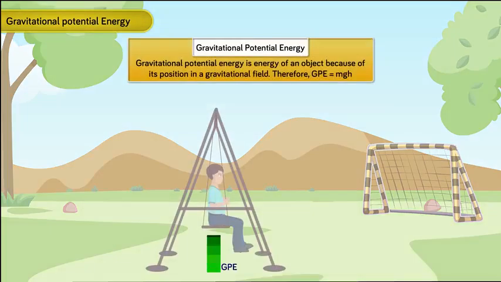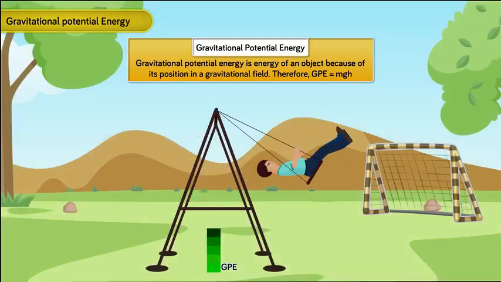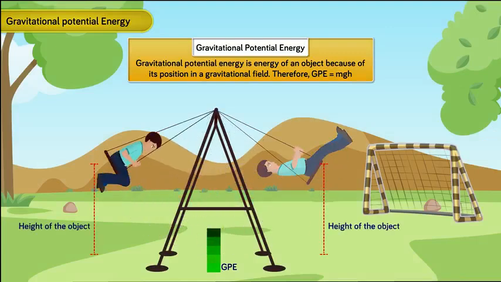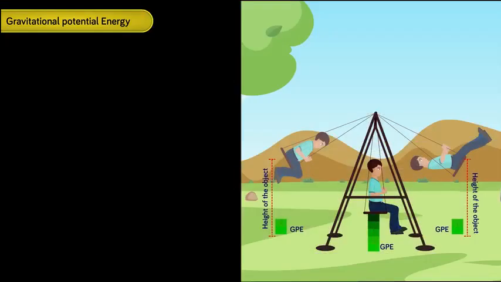What is gravitational potential energy? That is GPE. Gravitational potential energy is the energy of an object because of its position in a gravitational field. Therefore, GPE is equal to mgh. This gravitational energy decreases as the height of the object increases. This means if h is equal to infinite distance, then g is equal to 0. Hence, GPE is equal to 0.